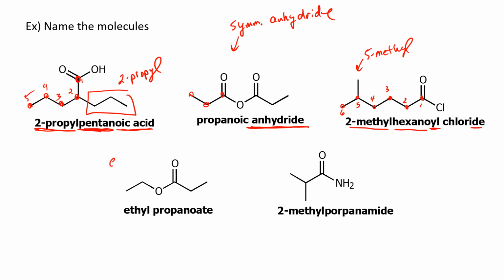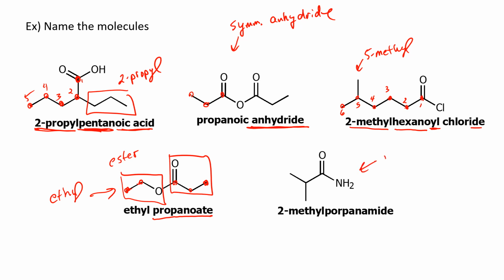For the ester, remember we can look at this first, 1, 2, 3. If it were a carboxylic acid, it would be propanoic acid. So we change the ic acid to oate, so it's propanoate, and now we just name the alkyl substituent here, so it's an ethyl propanoate.